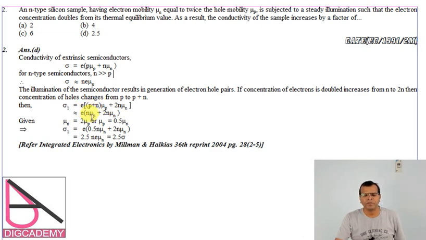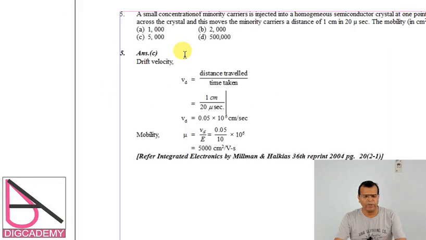But this is an approximate result. Mu n is equal to 2 mu p, that is given to us. So by putting this relationship into this, we get sigma prime equal to 2.5 sigma. So conductivity will be increased by a factor of 2.5, and this is the reference for the formula used. So now let us see the next question.